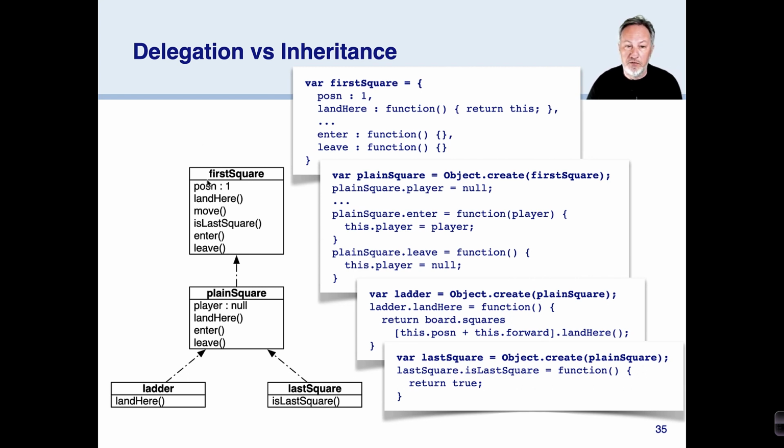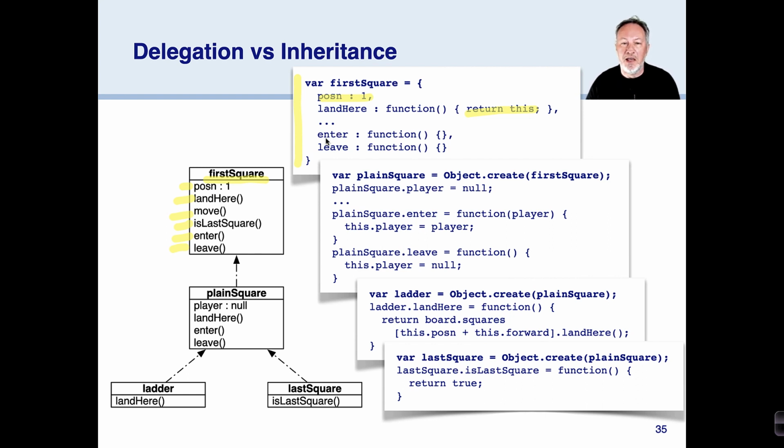we start with the first square. So the first square has a particular position. A piece can land there. We can make a move, we can ask the square if it's the last square, or a player can enter or leave a square. So we define first square as a prototype, as an object literal, so it has its position 1. If we try to land on the square, we will always land on this square, whereas if we land on a ladder, we'll actually land somewhere else.